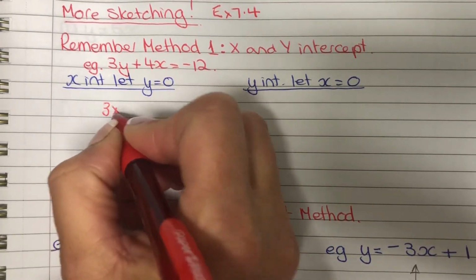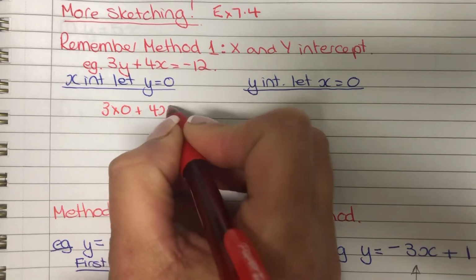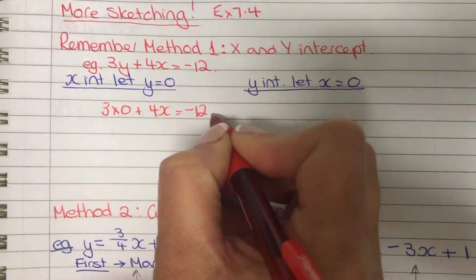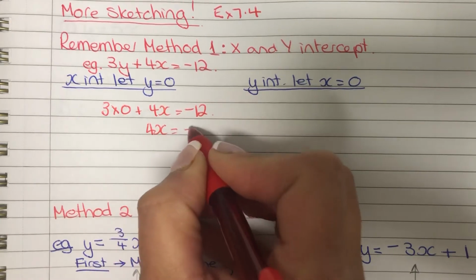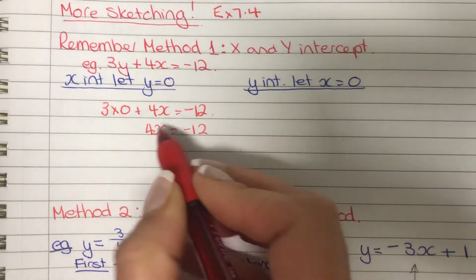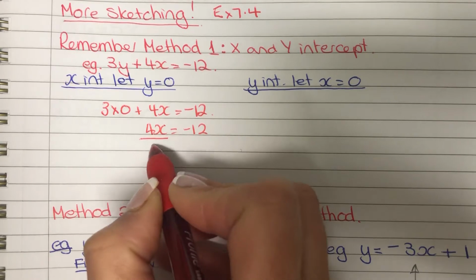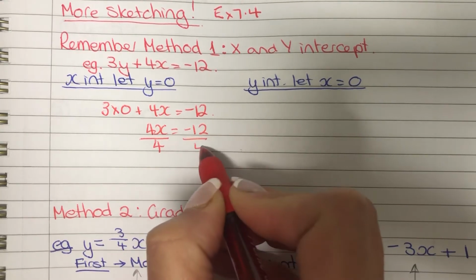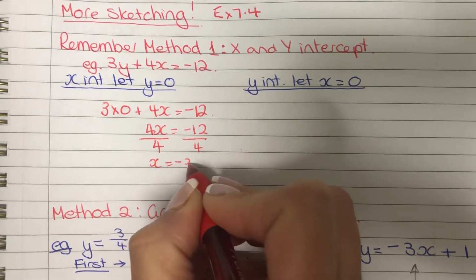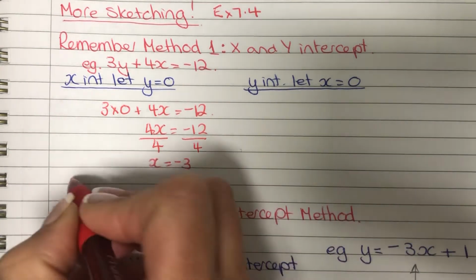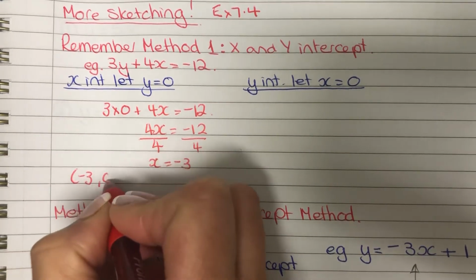So it's going to be 3 times 0 plus 4x equals minus 12. That's 0, so that just cancels. 4x equals negative 12. Opposite of multiplied by 4 is divide by the number. So you will get x equals negative 3. As soon as you've got that, you need to write it down.